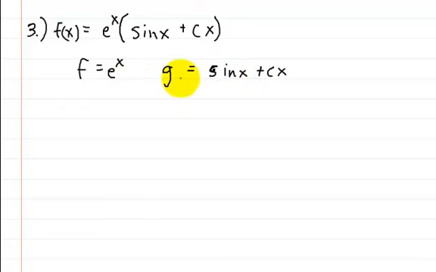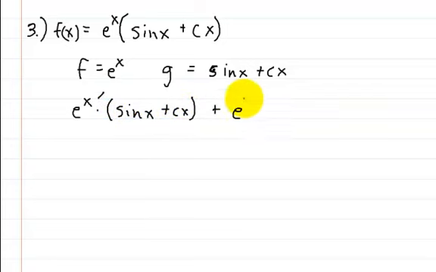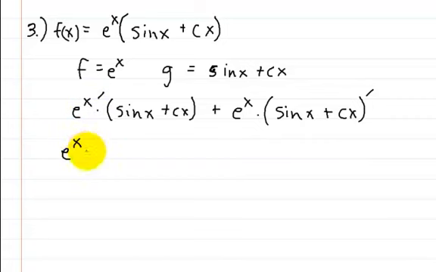So we're going to do eˣ times (sin x + cx), derivative of the first one, plus eˣ times (sin x + cx), derivative of the second one. When you do the derivative of eˣ, you just get eˣ, and when you do the chain rule on the x, you just get 1, so I'm not even going to bother to write that down. We did that in the previous one. So for this part of the equation, you get eˣ times (sin x + cx), and that part's done.